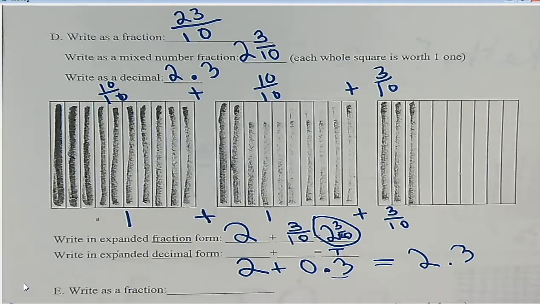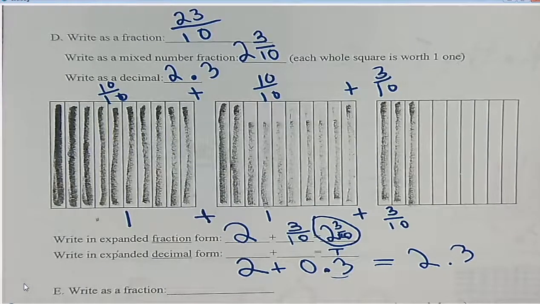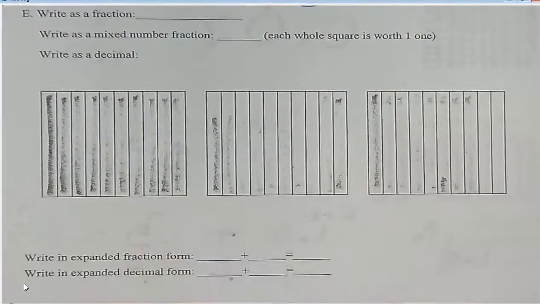All right, now try E on your own, and then check back to see if it's correct. If you don't have it correct, then rewatch D again, or ask your parent for some help. So check back on E in just a minute. Okay, pause it, try E, and then check back.